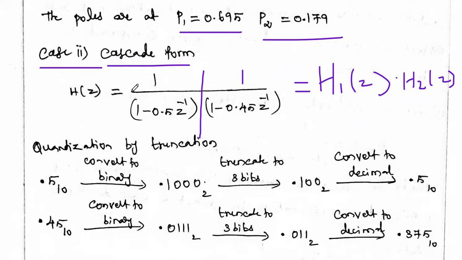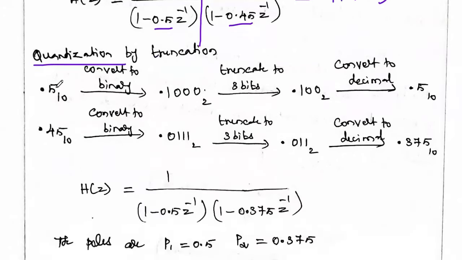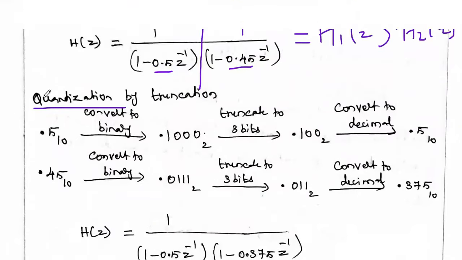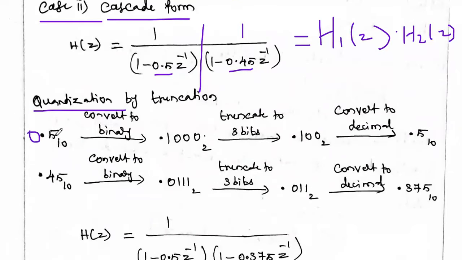So in the first transfer function, H1 of z, which one is the filter coefficient? 0.5. Similarly, in H2 of z, which one is the filter coefficient? 0.45. Okay, so in these filter coefficients, we have to perform the quantization process. Quantization means this 0.5 decimal value we have to convert into binary.